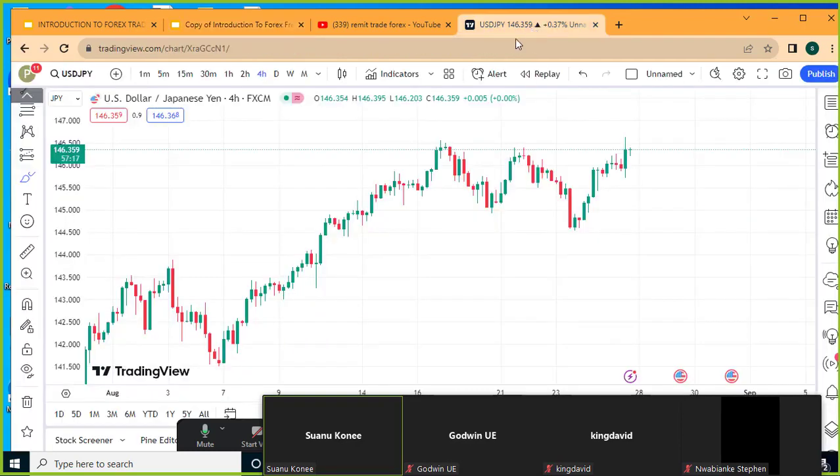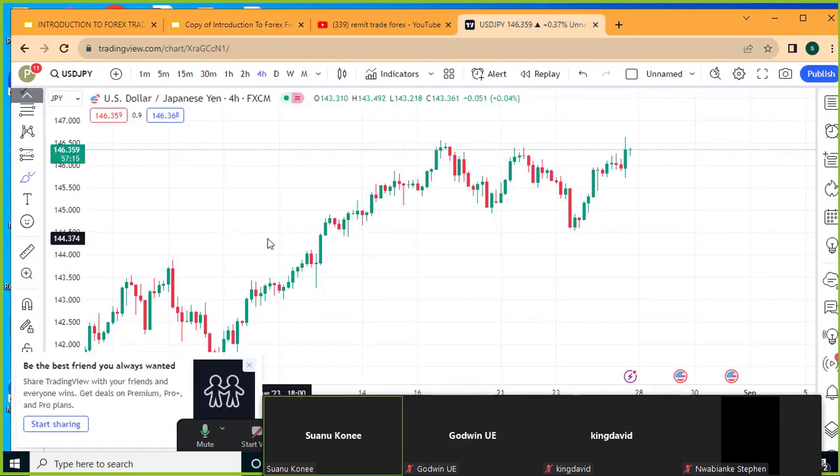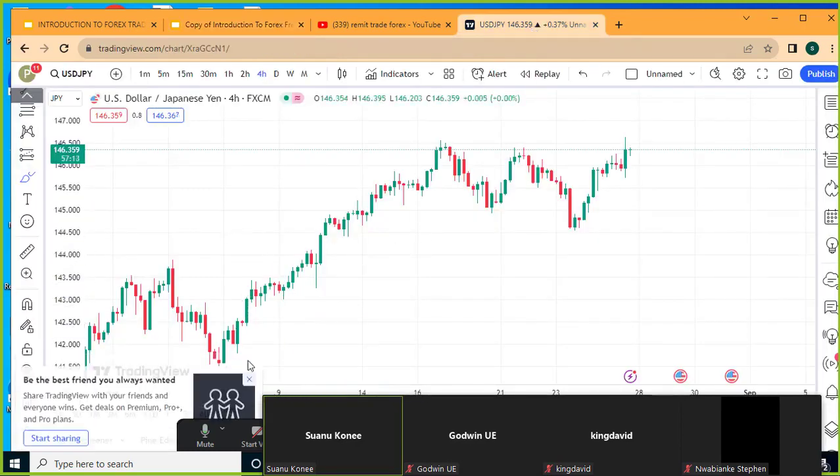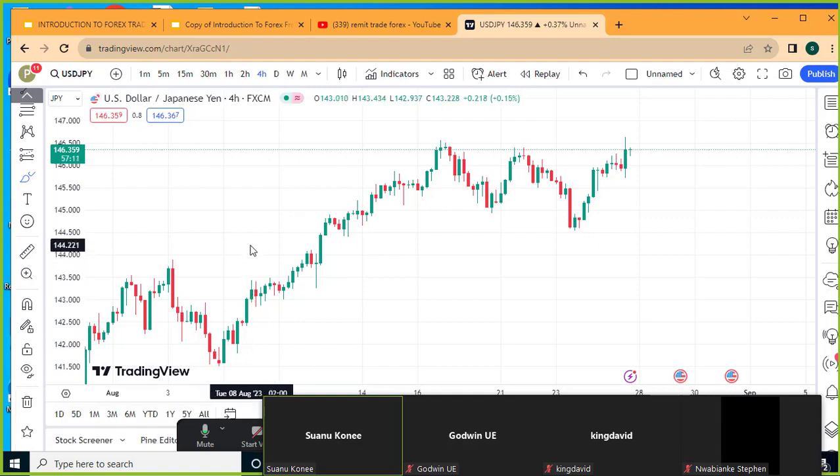So for example, here, if you look at this, we have two prices reflecting on this chart, which is this and this, and they are different prices. The one on the left, this one, is called the bid price.